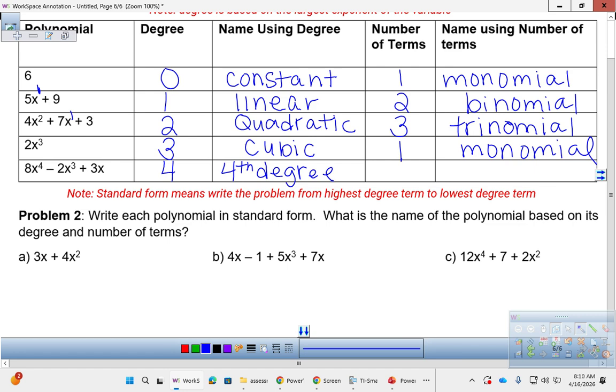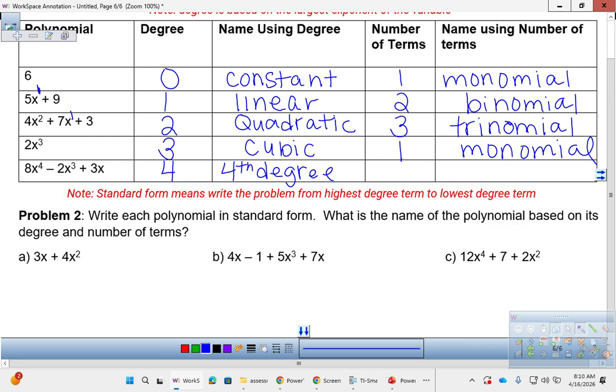The first 4 you're going to practice. Anything after 3, you're just going to call the number and then the degree. Does that make sense? So if it was like x to the power of 6, you're going to call that a 6th degree. All right?